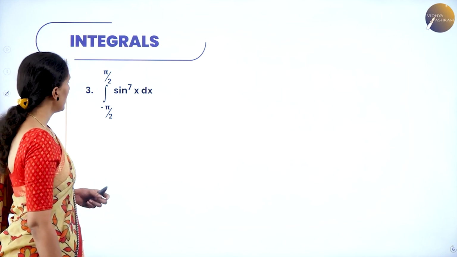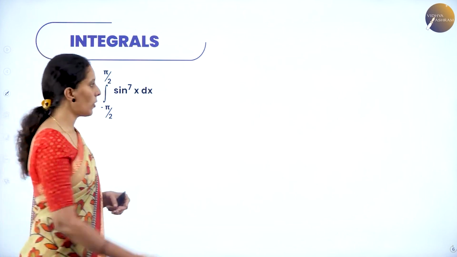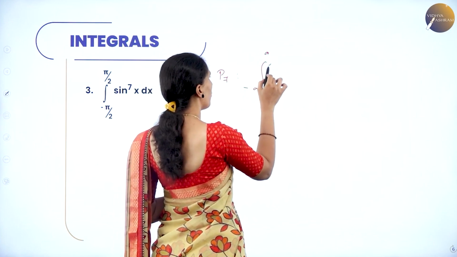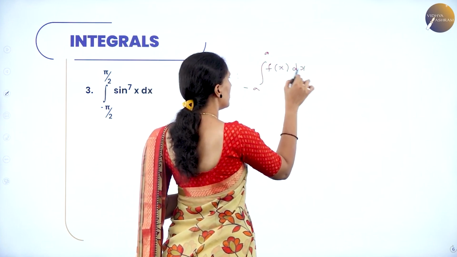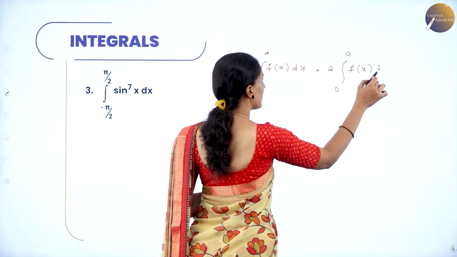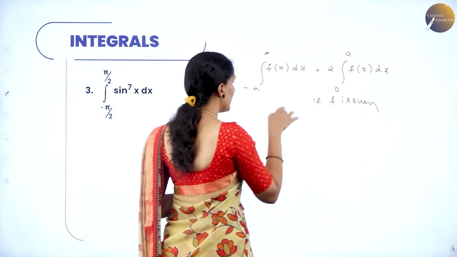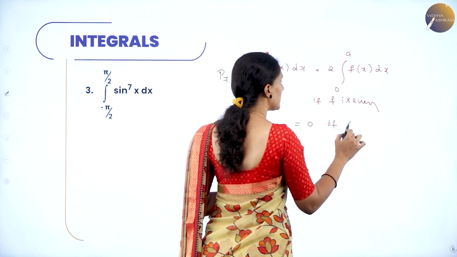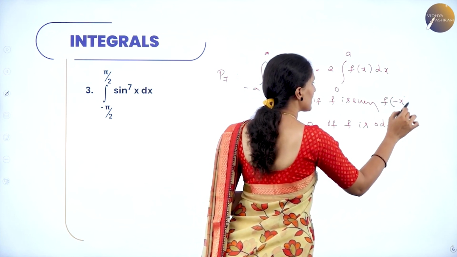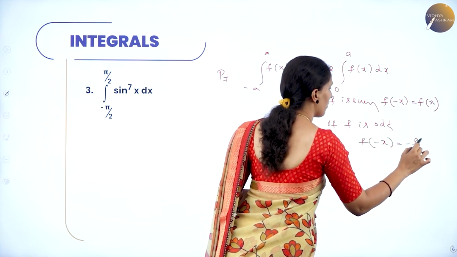Next question: here we have the integral from minus pi by 2 to pi by 2 of sine power 7 dx. From property 7, we know that when you have an integral from minus a to a of f of x dx, this is 2 times the integral from 0 to a of f of x dx if f is even, and the same thing will become 0 if f is odd. What is even? f of minus x must be f of x. What is odd? f of minus x must be minus f of x.